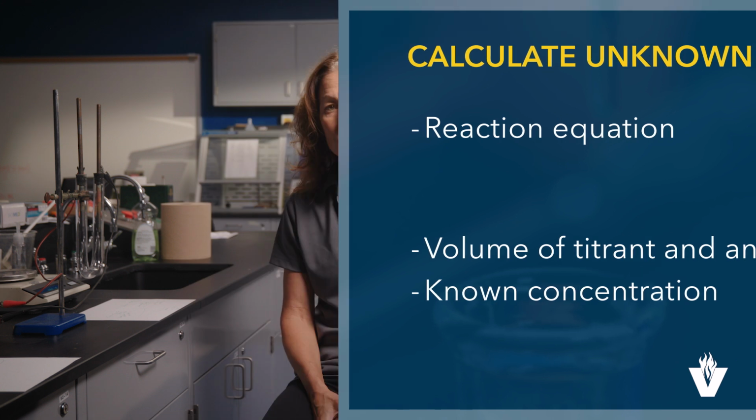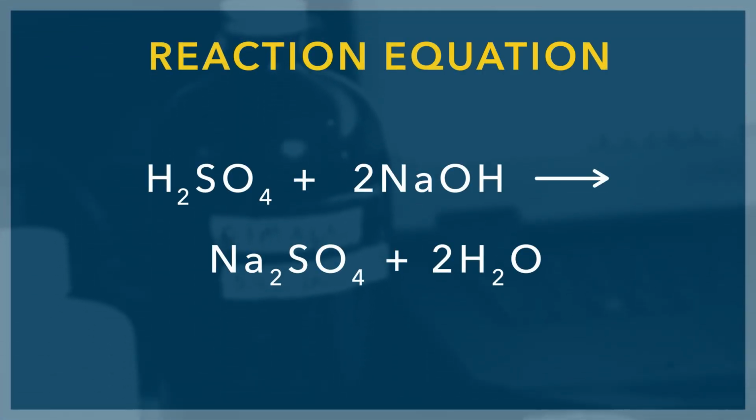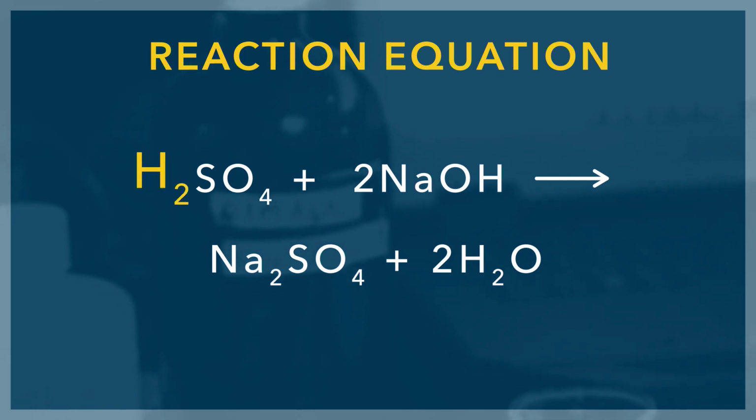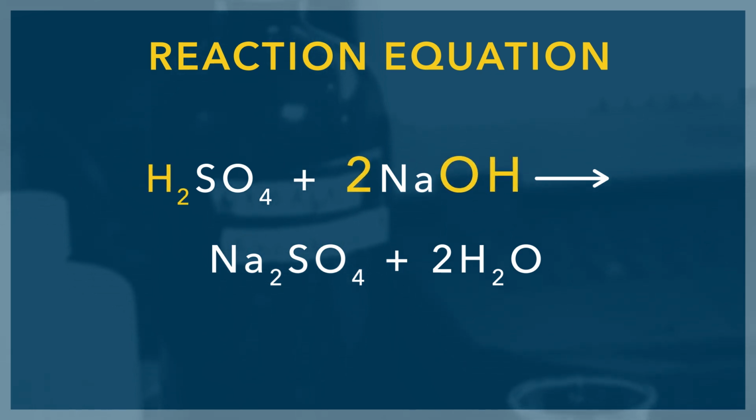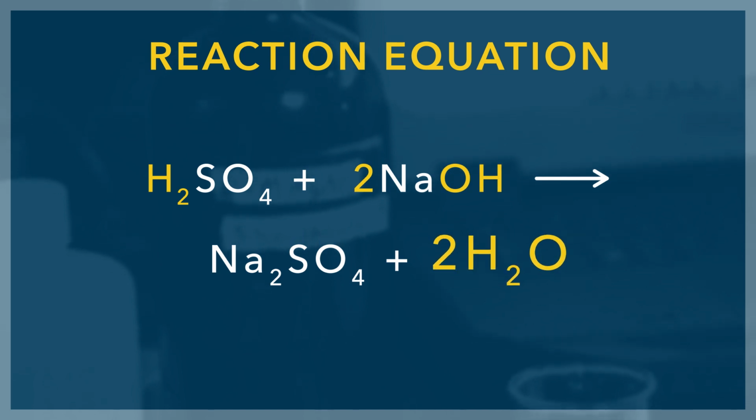In this case, a strong acid was titrated with a strong base, sulfuric acid and sodium hydroxide. 2 hydrogen ions combine with 2 hydroxide ions to make 2 water and a dissolved salt. Now we're ready to calculate the concentration using the following formula.